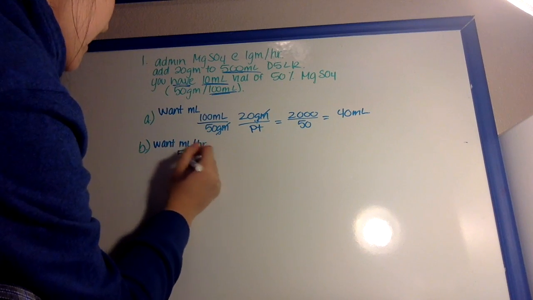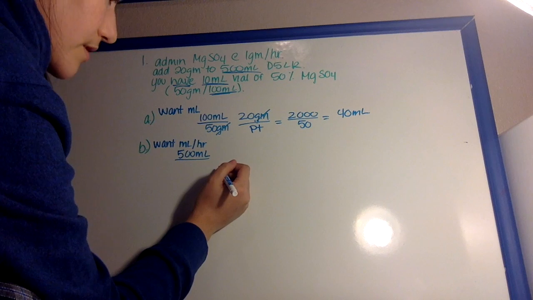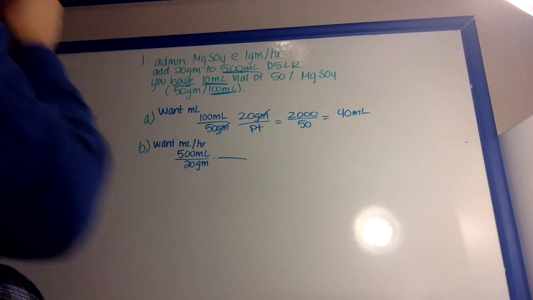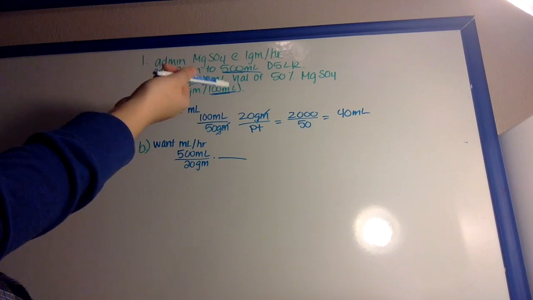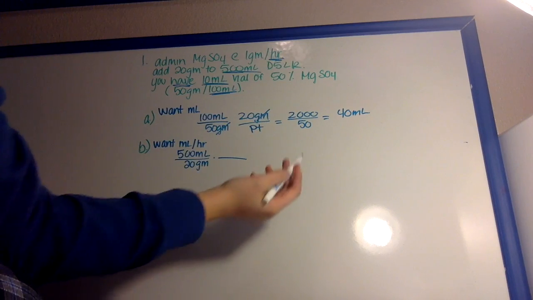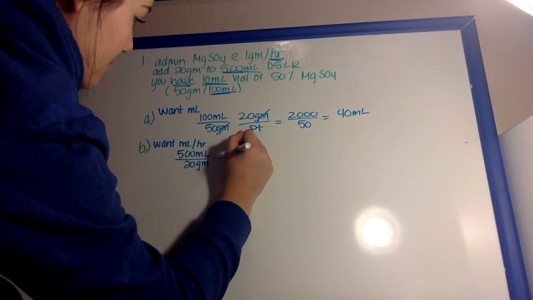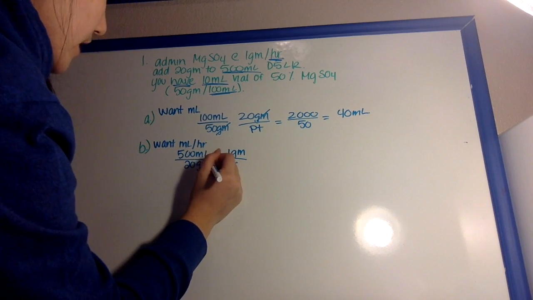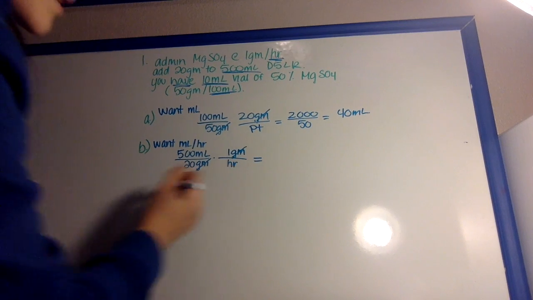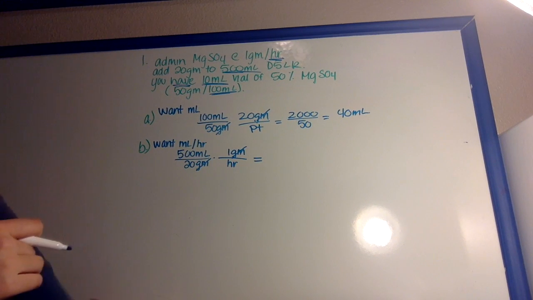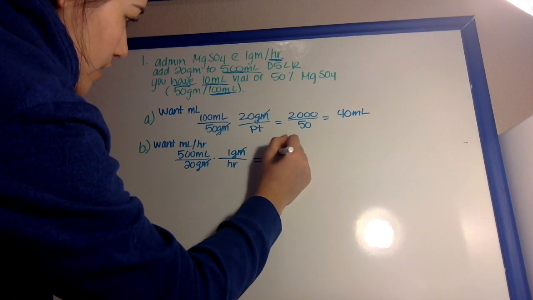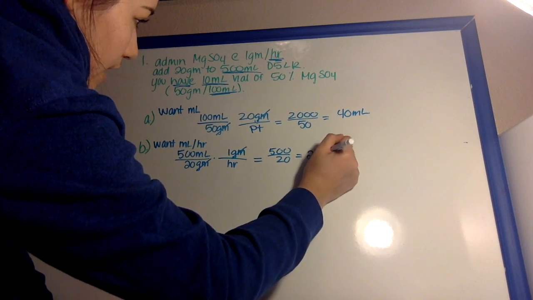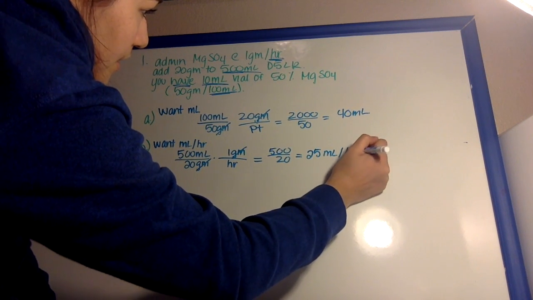So 500 mLs over 20 grams, okay? Now we're going to bring in our time here. So we have our hours, which is exactly what I need, right? So I have 1 gram per hour. We're going to go ahead and cross those out. And now I have my milliliters per hour, okay? Which equals 500 over 20. That gives me 25 milliliters per hour.